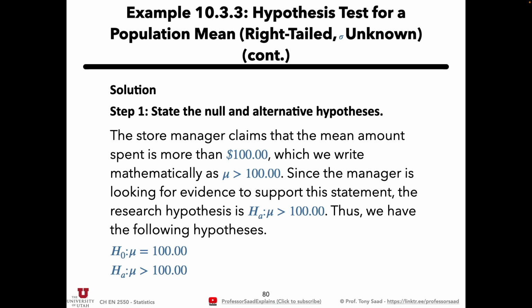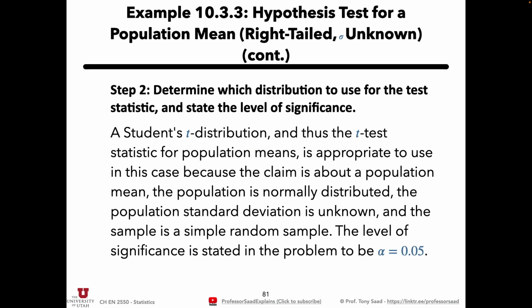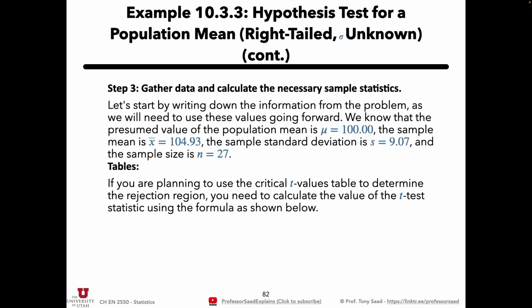This means this is a right-tailed test. We don't know sigma, therefore this is going to be a t-test. We're going to need to use t-statistics. So step 2, you need to determine which distribution to use. It's the t-distribution because we don't know sigma of the population. And the significance level is 5%. We've already gathered the data, and we just need to calculate the sample statistic here. We know that X bar is the sample mean, etc.